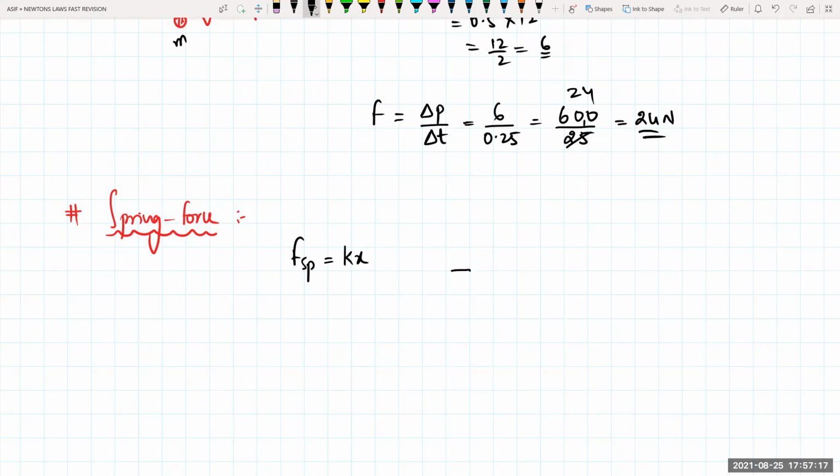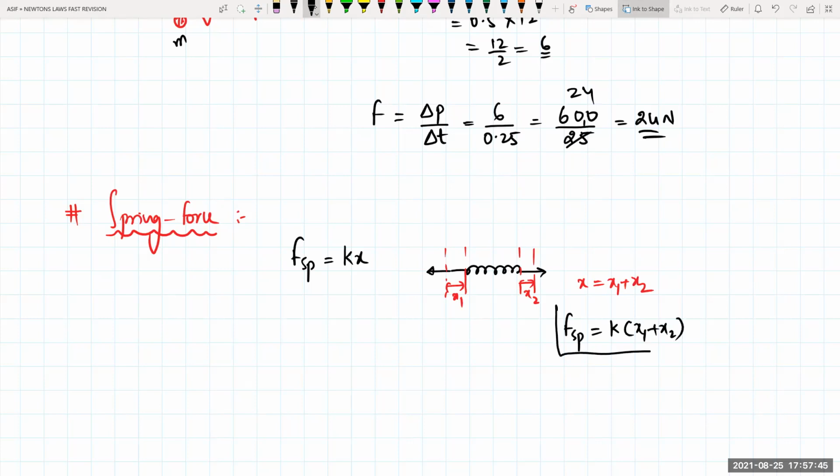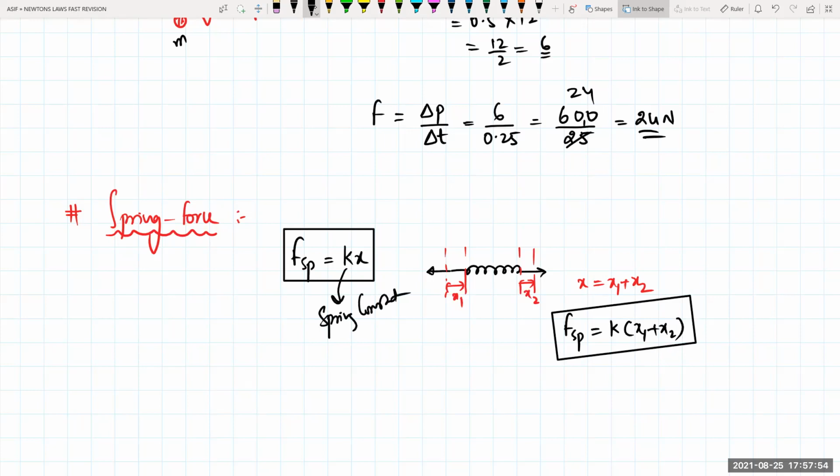Say for example there is a spring and you are pulling it with some force at both ends. If it has been extended by x1 on one side and x2 on the other, then x will be equal to x1 plus x2. So the spring force will be equal to k into (x1 plus x2). Here k is known as the spring constant. Clear?